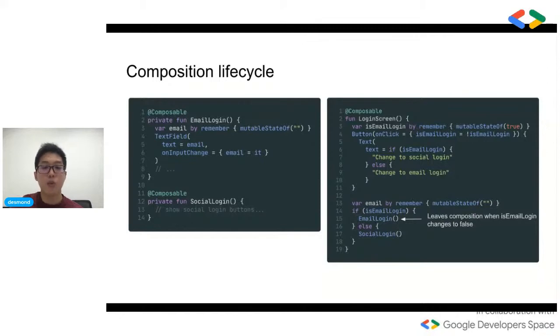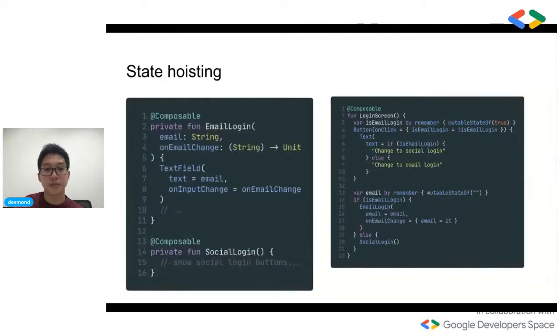So it is at that time that the composable lifecycle ends. So when we toggle back to the email login again, it will be like a new instance of the composable. It is a fresh start from the start of the lifecycle again, and any previous state that is remembered will be gone.